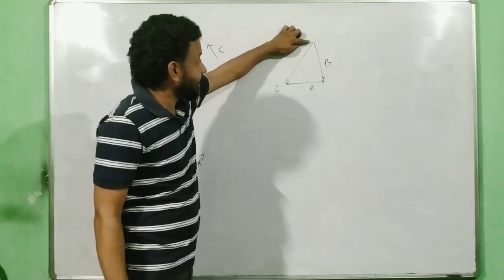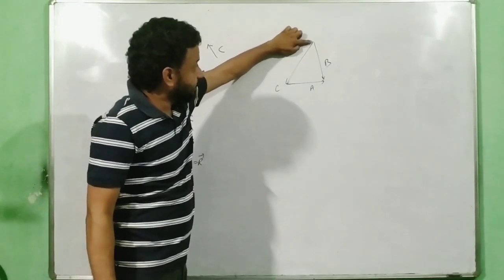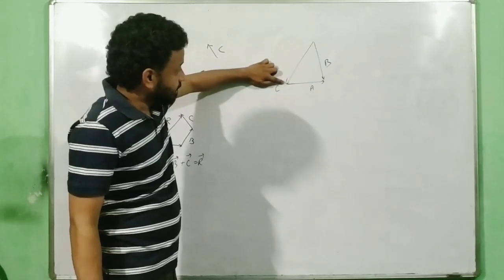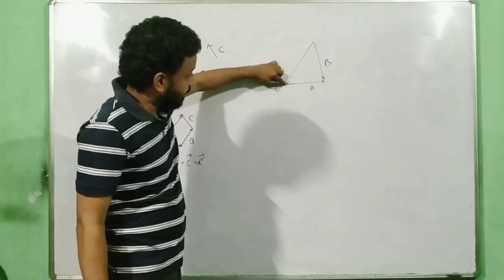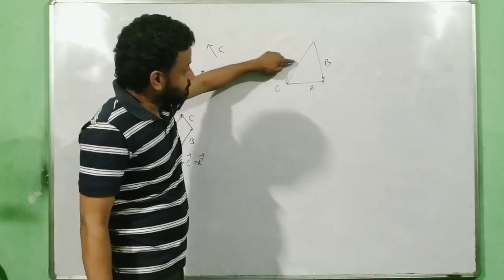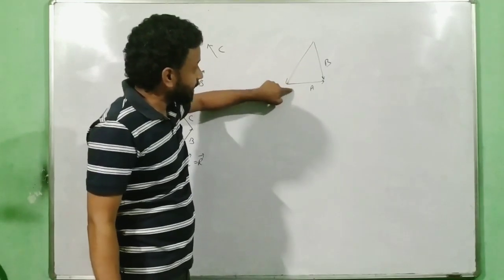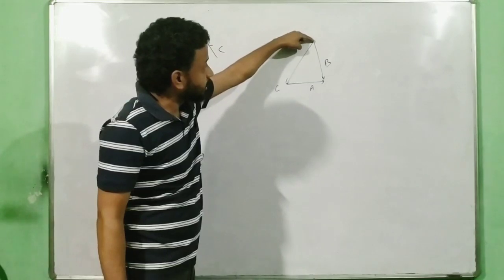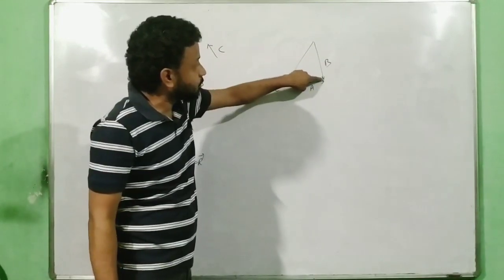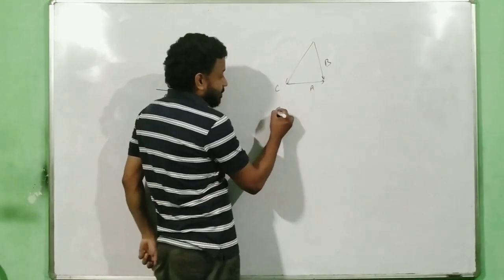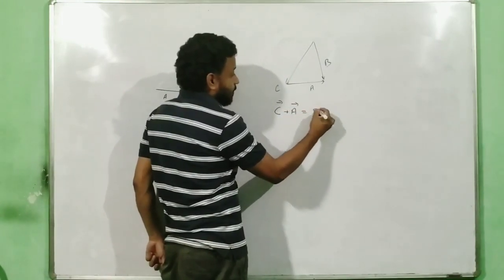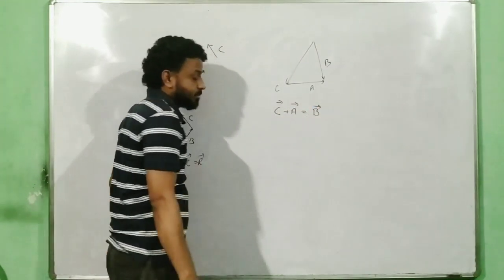Now this is my tail head. Okay. Start from here, you go to here. Okay. C. Then from C, the head ends, the tail starts. So this C and A are in the head and tail format, and then B is starting from here and is ending up at this point. So that means my C vector plus A vector is equal to your B vector. The resultant is B.